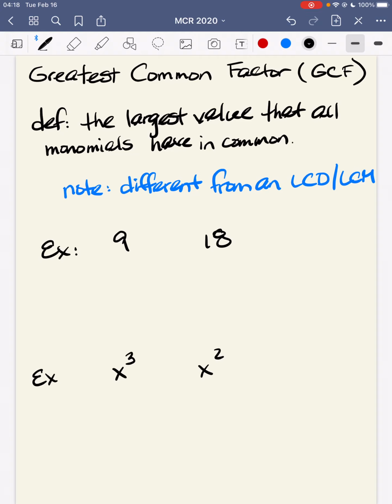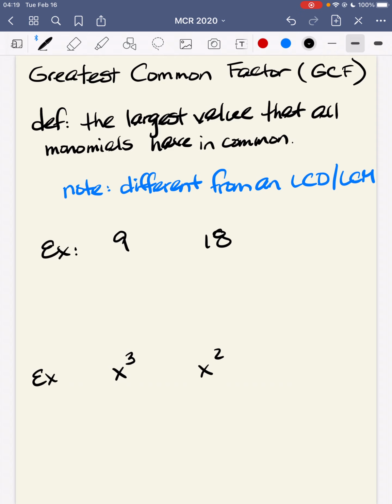All right, good morning. So today we're going to go ahead and hit the second half of our topic of polynomials, and we're going to start talking about factoring. Before we can start talking about factoring, we have to talk about something called the greatest common factor, or better known as GCF. Right? So the GCF is the largest value that all your monomials will have in common.